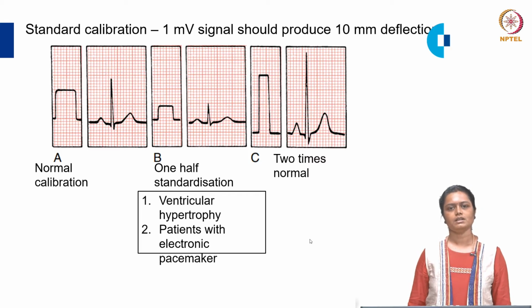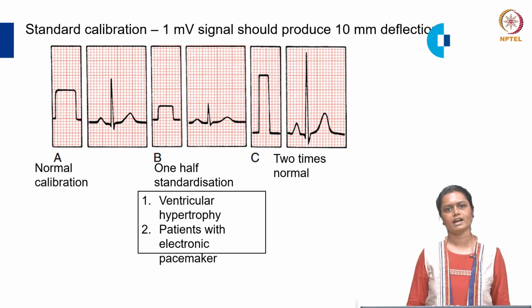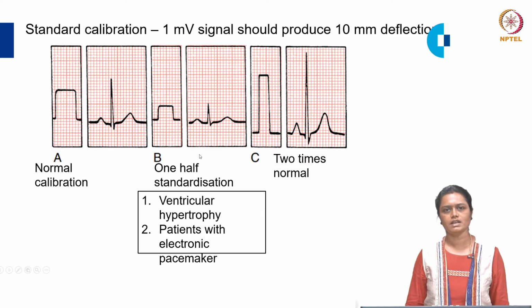For example, in individuals with ectopic pacemakers or in patients with ventricular hypertrophy, you may not have enough paper to record the ECG in all the lead systems because the morphology of waves will be larger. In such cases, the standardization can be reduced to 1/2. Similarly, if you want to study the morphology of Q waves in detail, then you can increase the standardization to 2 times the normal.